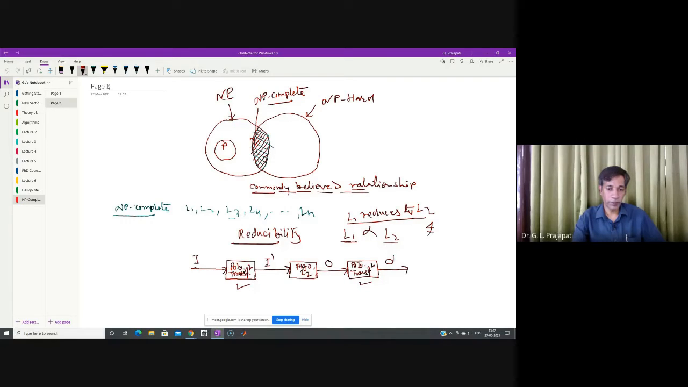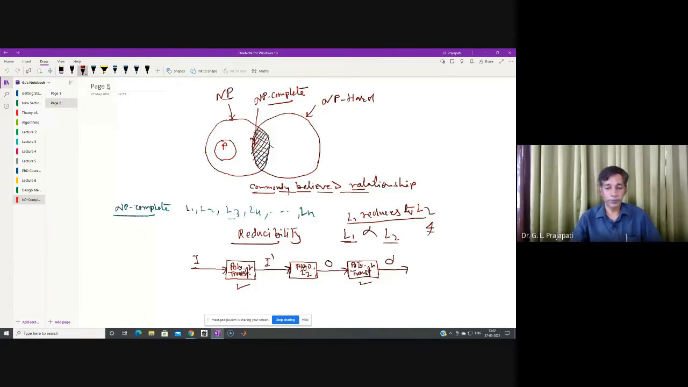Remember that this must be deterministic polynomial time, and here also this must be deterministic polynomial time. So whenever you have found the deterministic polynomial time transformation of the input of L1 into the form of L2, and algorithm L2 produces the output, you have to write the deterministic polynomial time algorithm that can transform the output into the form of the output of the algorithm L1. Then you can say that problem L1 reduces to L2, meaning you are going to solve the problem L1 with the help of L2. So this is the reducibility concept.